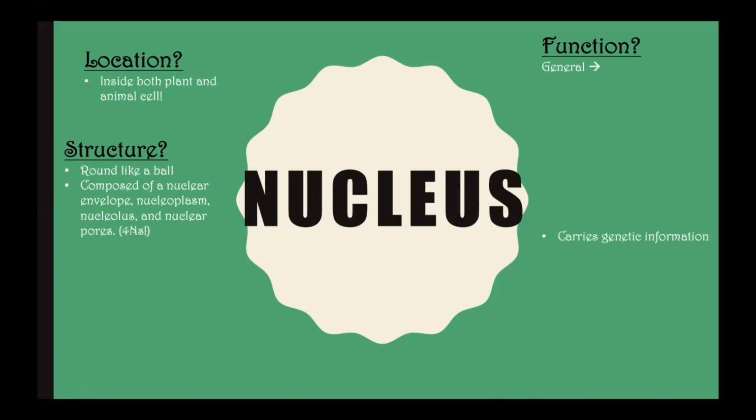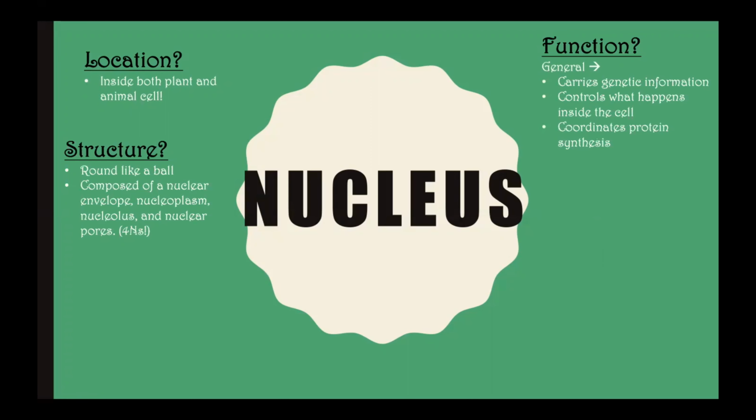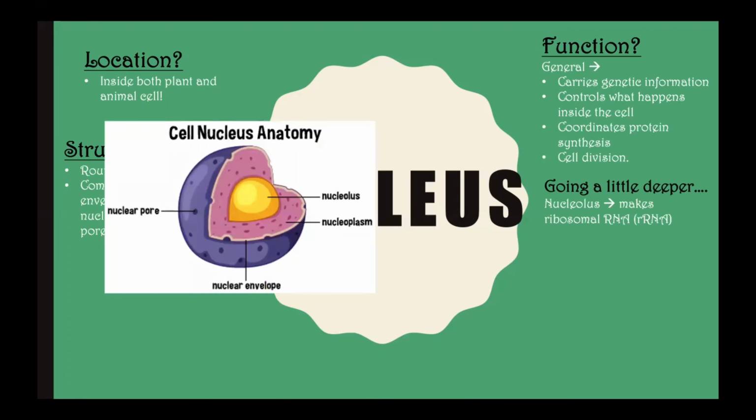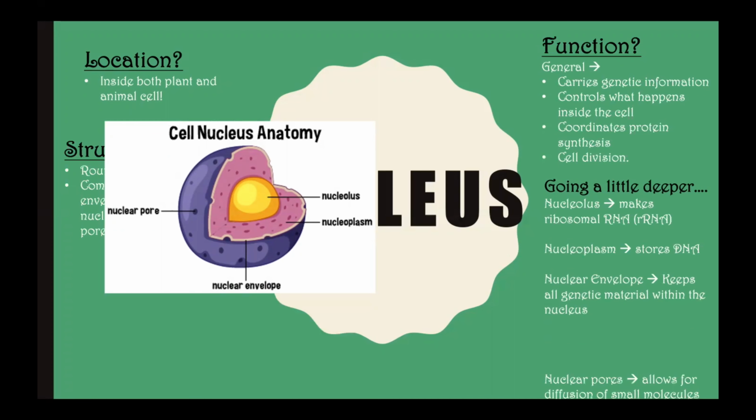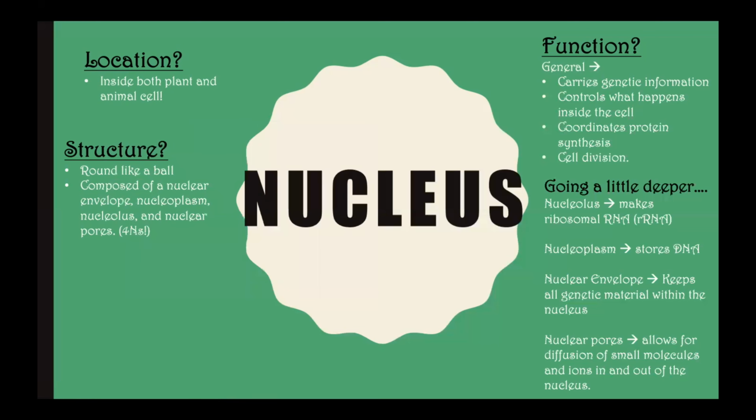Its general functions are carrying genetic information, controlling what happens inside the cell, making proteins, and helping in cell division. As mentioned before, the four N's each have a specific function. The nucleolus makes ribosomal RNA. The nucleoplasm stores the DNA. The nuclear envelope, which is the thin white line you can see right there, keeps the genetic material within the nucleus. And the nuclear pores, which are the dark small dots, allow small molecules and ions to go in and out of the cell.